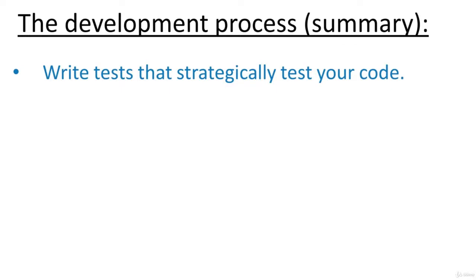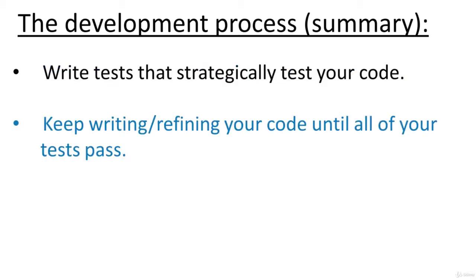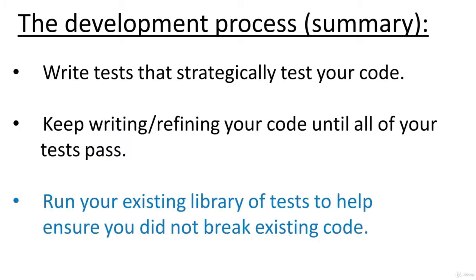So here is the development process in summary. You write tests that strategically test your code. You keep writing and refining your code until all of your tests pass. Then you run your existing library of tests to help ensure you did not break existing code.